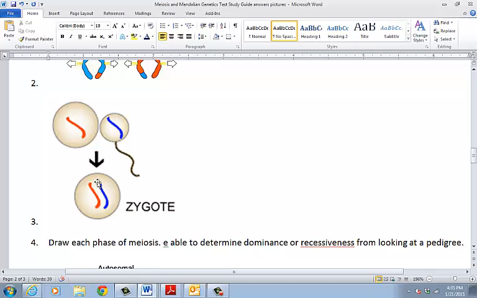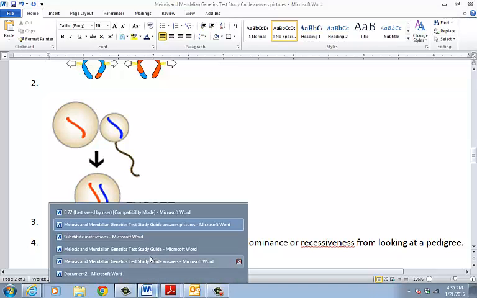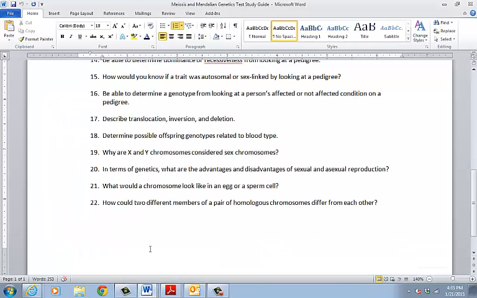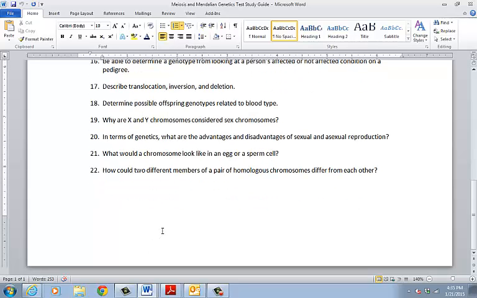The zygote is the fertilized egg. So after the genetic material from the sperm has gone into the egg, this is what the zygote looks like. What is the purpose of meiosis? We have to have a reduction in the number of chromosomes. We can't have 46 chromosomes in the sperm and 46 in the egg, because we would end up with 92, and that would not be a viable human. It would not survive.